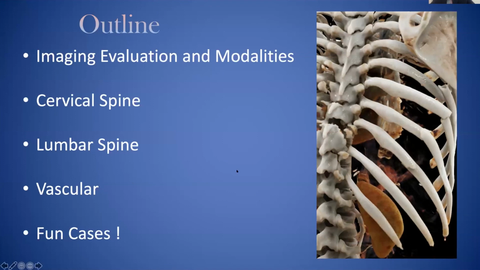Those areas are related to the cervical spine, the lumbar spine, and then a little bit at the end, being an interventionist, on the vascular supply to the spine and spinal cord, just to give a sense of what we're able to see using angiography. And at the end, I threw in a handful of cases that I thought you might find interesting, just to pull it all together.